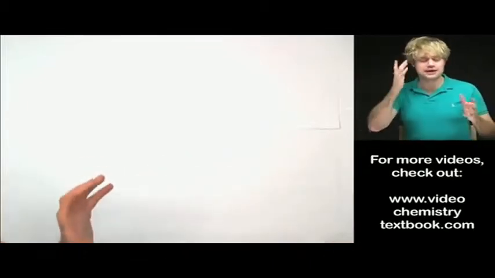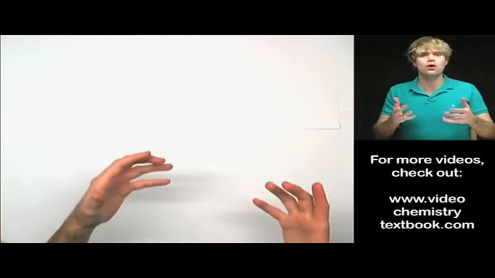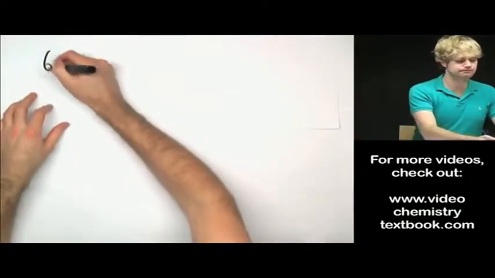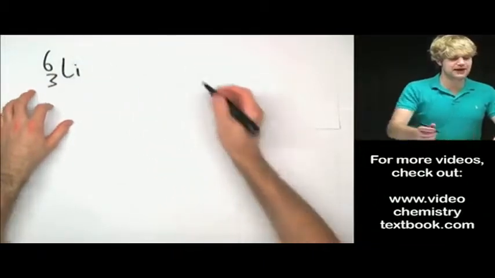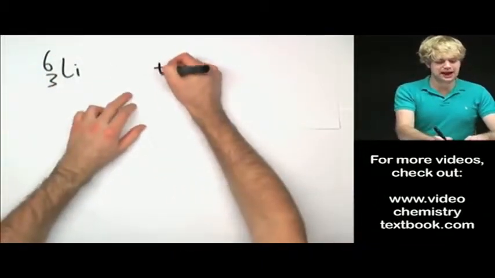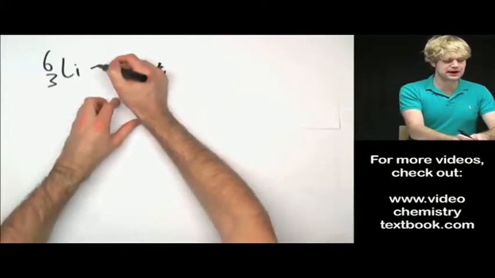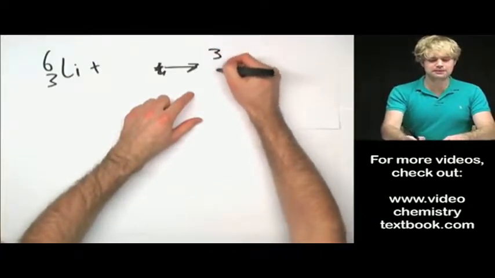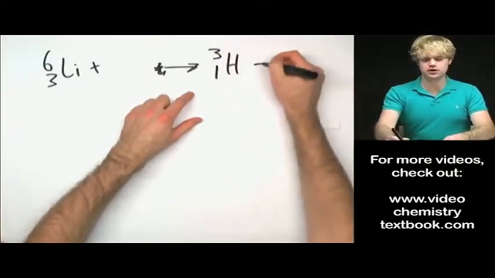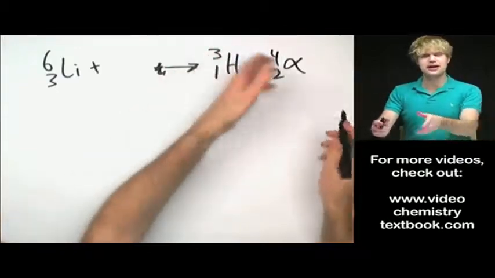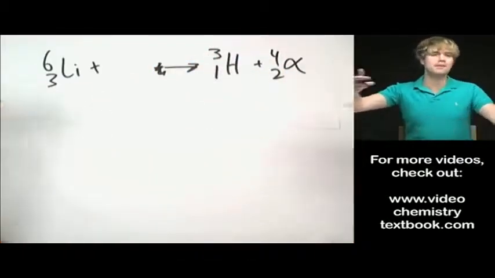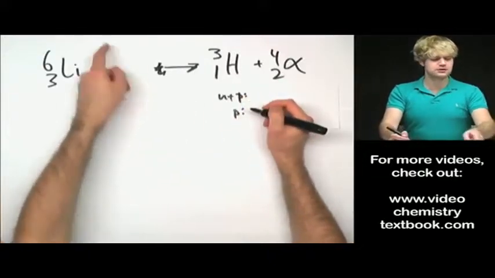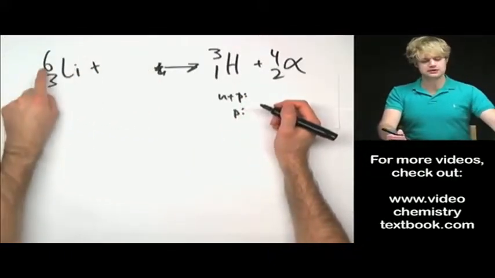I now want to write a decay equation for another type of nuclear transformation. Here's how it goes. I start out with an atom of lithium-6, and I add some mystery thing to it here. And what I end up getting out is hydrogen-3 as well as an alpha particle. Sometimes alpha particles can come out. They don't necessarily have to go in. So, what is the mystery thing that I added to the lithium?